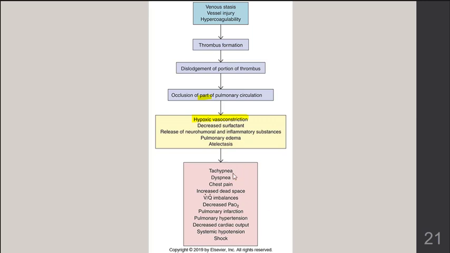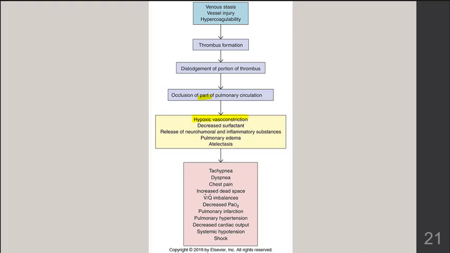The changes in perfusion can affect, remember, the ventilation perfusion ratio that we've spoken about in the first respiratory lectures. So VQ imbalance, as well as increased dead space because of the portion that is blocked. Of course, decreased partial pressure of oxygen is referring to hypoxemia. Can lead to pulmonary infarction in certain cases, hypertension because of the blockage.